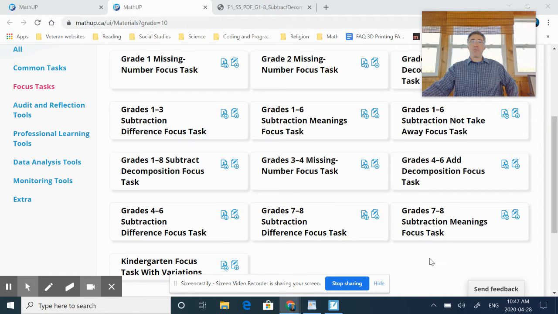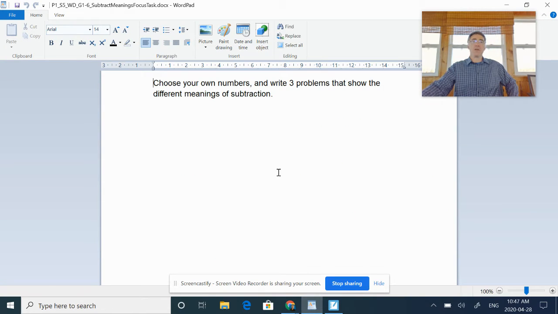So in the math program, we have what we call focus tasks. And in the focus tasks, we're going to take a look at this one right here, subtraction meanings focus task. And when we jump over to it, the problem says choose your own numbers and write 3 problems that show the different meanings of subtraction. And so they want to understand what are those 3 meanings and then apply them to whatever numbers that we use.